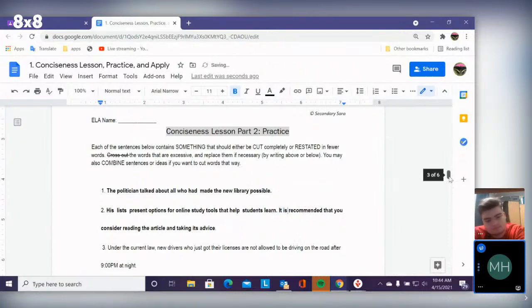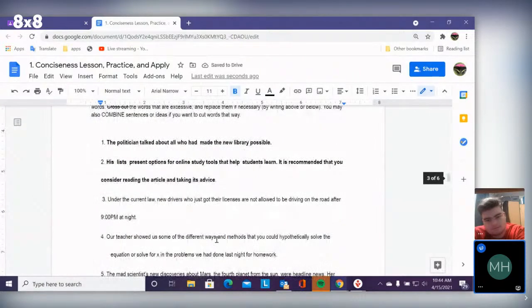Okay. So if we were to look at another one, under the current law, new drivers who just got their licenses are not allowed to be driving on the road after 9 p.m. at night. Okay, so how can we fix this? How can we still have the information that we need to have because it's important?